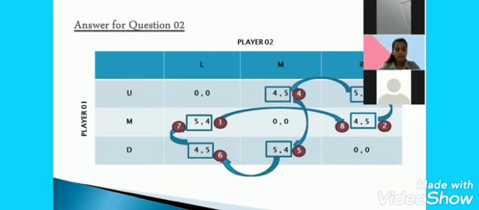If player 1 wins in the first period, player 2 wins in the second period. If player 2 wins in the second period, then player 1 wins in the third period. Like that, the same thing happens in each and every period. And another thing is that no one is getting 0 here. In each and every period, they are getting some payoff.